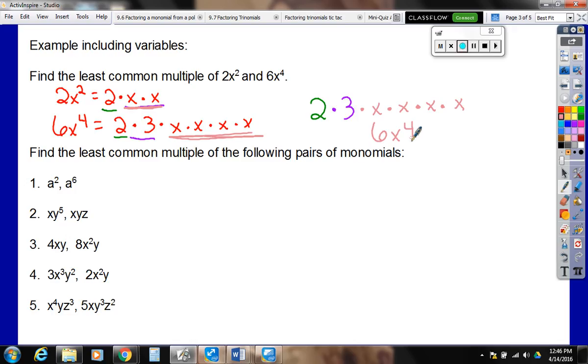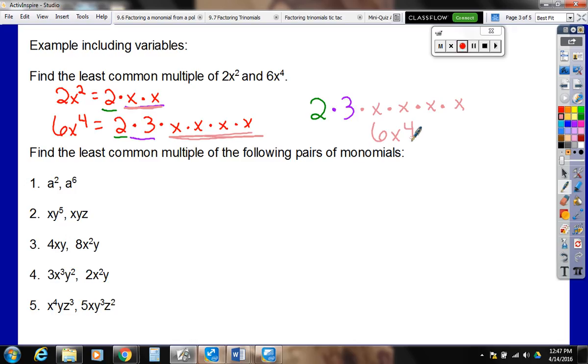Okay, so we don't have to go through this process every single time. The shortcut is, if we look at the least common multiple of the constants, we can just write that down. Looking at 2 and 6, if we count by 2s, we have 2, 4, 6. If we count by 6s, we have 6, 12. 6 is the least common multiple, so we can just write down that 6. And then when we're looking at our variables, we just look at which variable occurs the most often. They both have an x. It occurs more times in this one, so we write down x to that exponent.